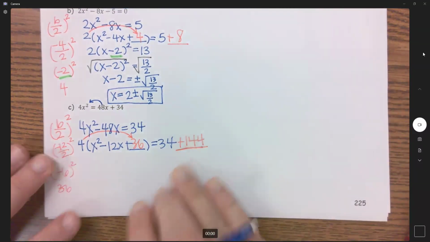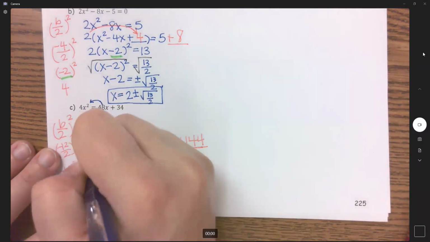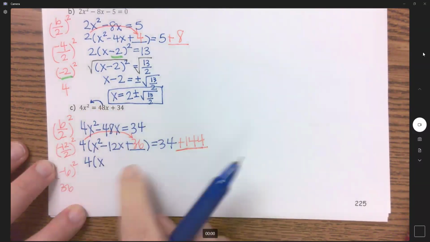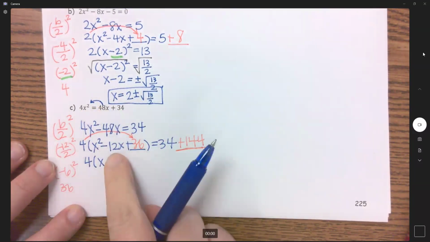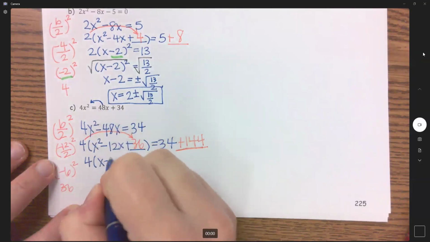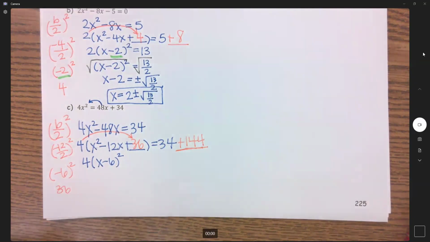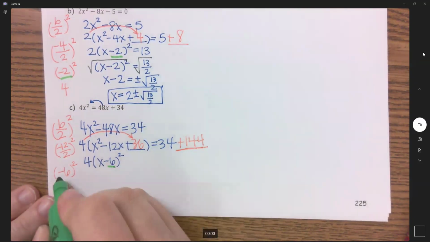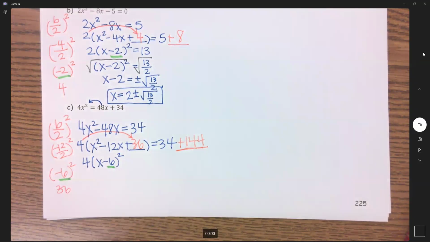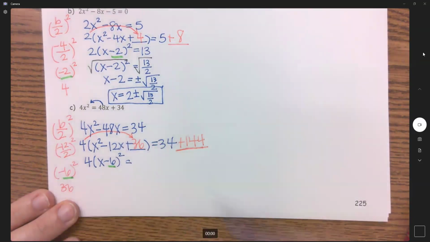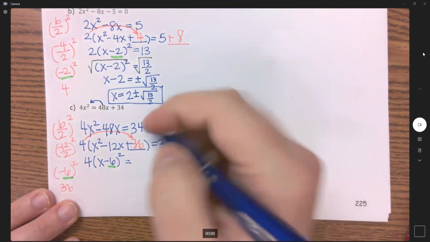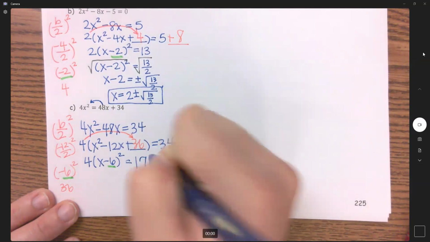Okay, so now let's factor what's in here. What multiplies to positive 36 but adds up to -12, and that's -6 and -6. So we have x minus 6 squared, and this is this. And that's going to equal 178.